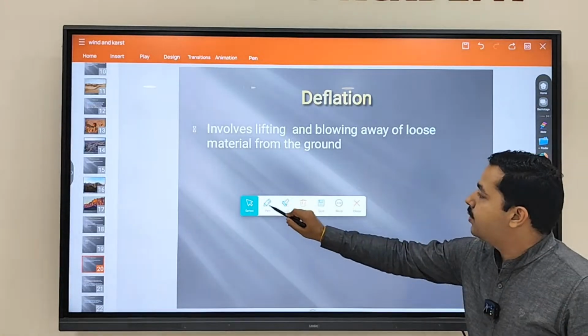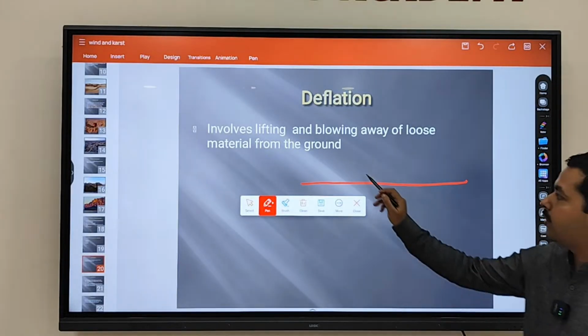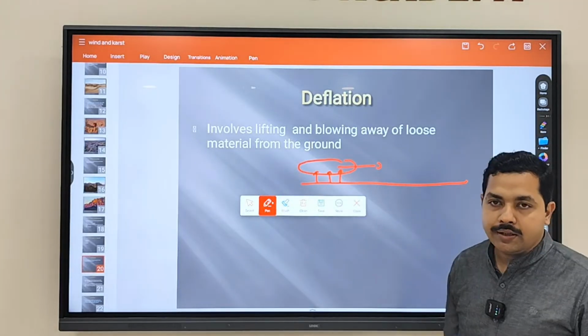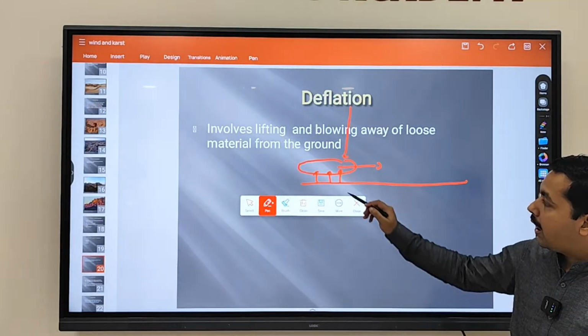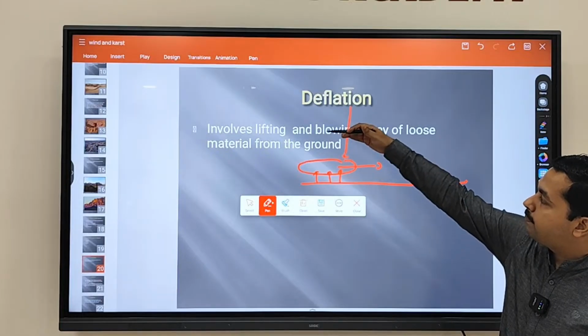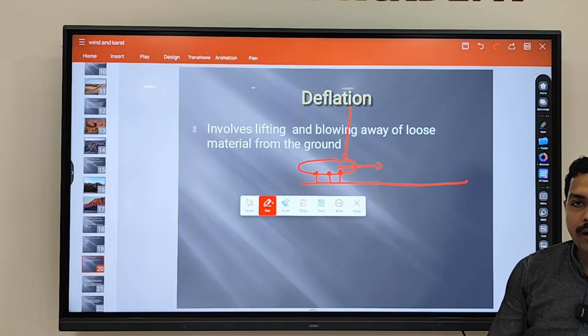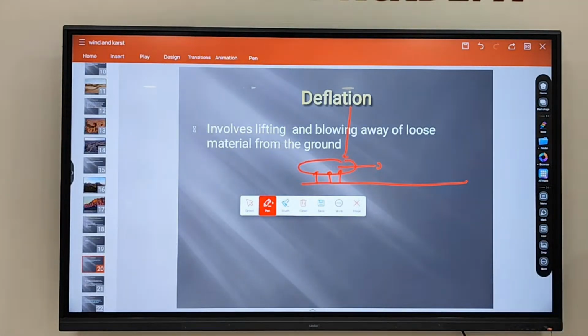Now, let's say this is the surface. Now, wind is picking up the particle and taking this particle away. This is what we call the deflation process. Now, how high up will these particles be picked up by the wind? At what height are these particles going to be picked up by the wind? It will depend upon the weight of the particles. Yes, it will depend upon the weight.